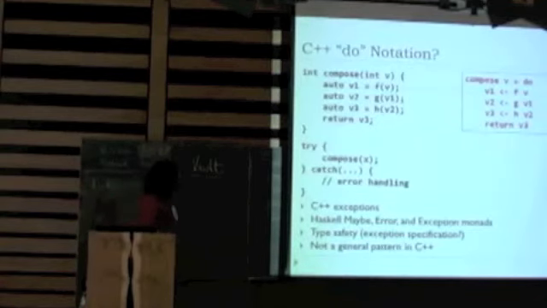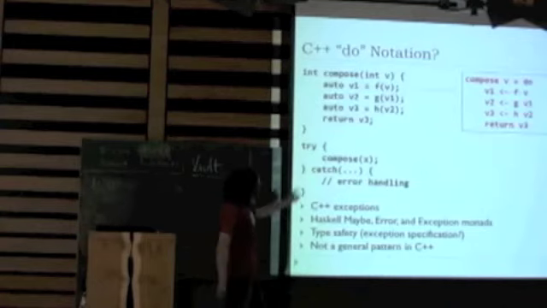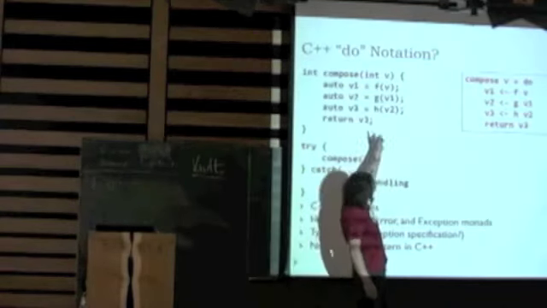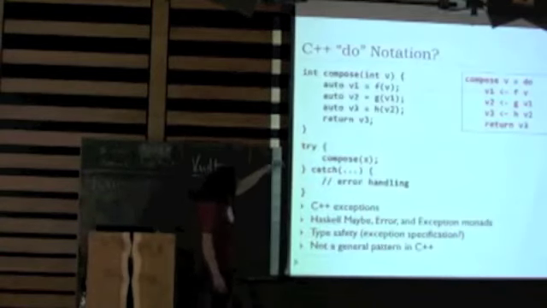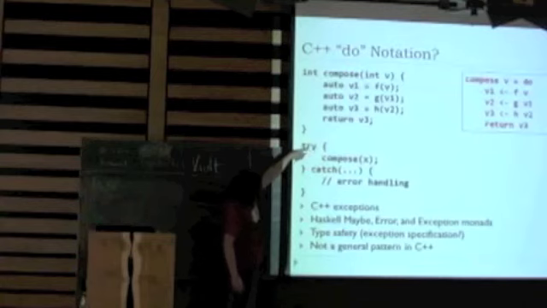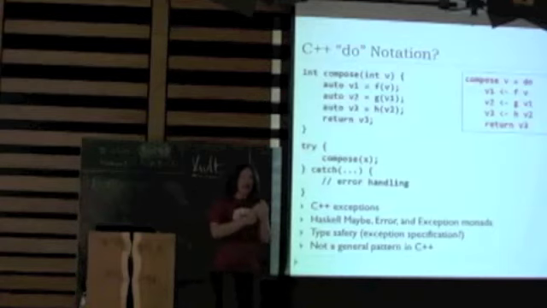And this is C++ do notation. Function compose calls f with v, it returns v1, calls g with v1, returns v2, and finally returns v3. Looks exactly like this, right? One-to-one correspondence. Except when you call compose, you do this thing, try catch. So this whole thing is also implemented in C++.